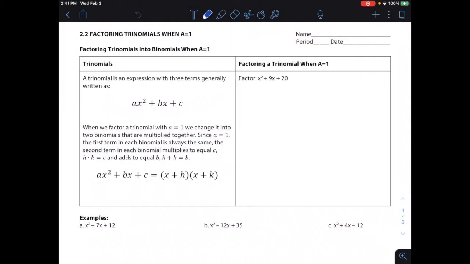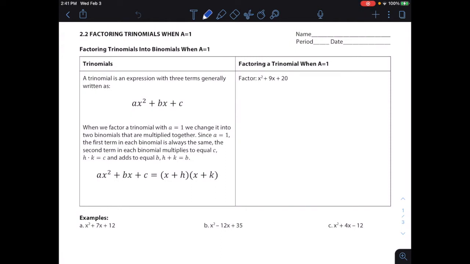Okay, welcome back. Week two of quarter three, and we're going to be talking about factoring trinomials, which is something that we've all done before. We did it in intermediate algebra. And in this case, we're going to be talking about factoring trinomials when a is equal to 1.